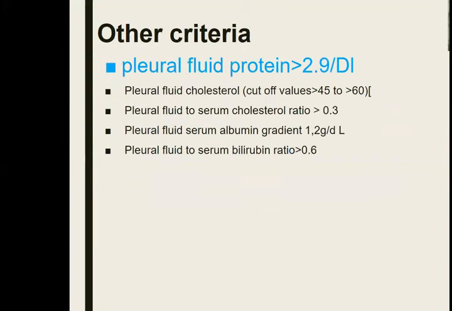Another few criteria which can be used is pleural fluid cholesterol. If the pleural fluid cholesterol level is greater than 45, it is an exudate. Pleural fluid to serum cholesterol ratio greater than 0.3. Pleural fluid serum albumin gradient, that is the pleural fluid albumin and the albumin in the blood, the gradient should be 1.2. If it is greater, then it is an exudate. Pleural fluid serum bilirubin is also being used, though not very commonly.